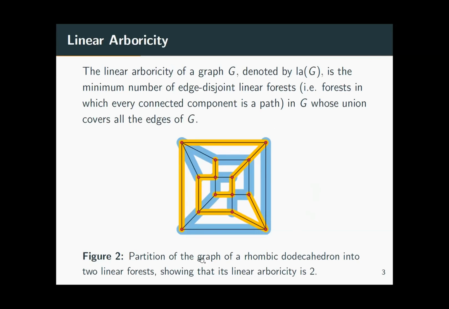So here is also an example. We can partition this rhombic dodecahedron into 2 linear forests, and I colored it using yellow and blue. So we can see in each color, we only have a union of paths. And of course, here we cannot find a one linear forest partition, right? So 2 is the smallest number, and the linear arboricity of this graph is 2.